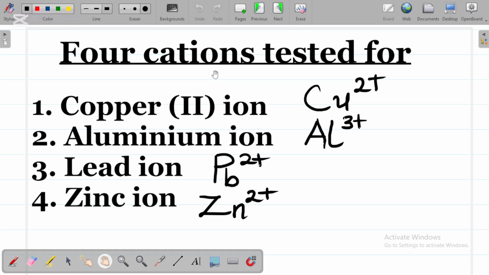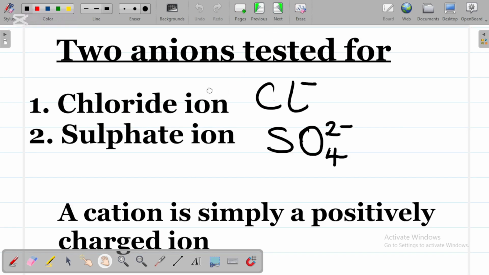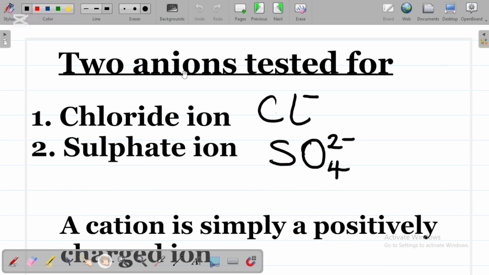All right, so there are 4 cations that were tested for in the laboratory. The first one is copper 2 ion. The second one is aluminum ion. The third one is lead ion. The fourth one is zinc ion. Take note of this. These are the 4 cations tested for. And also there are 2 anions tested for, which are chloride ion and sulfate ion.